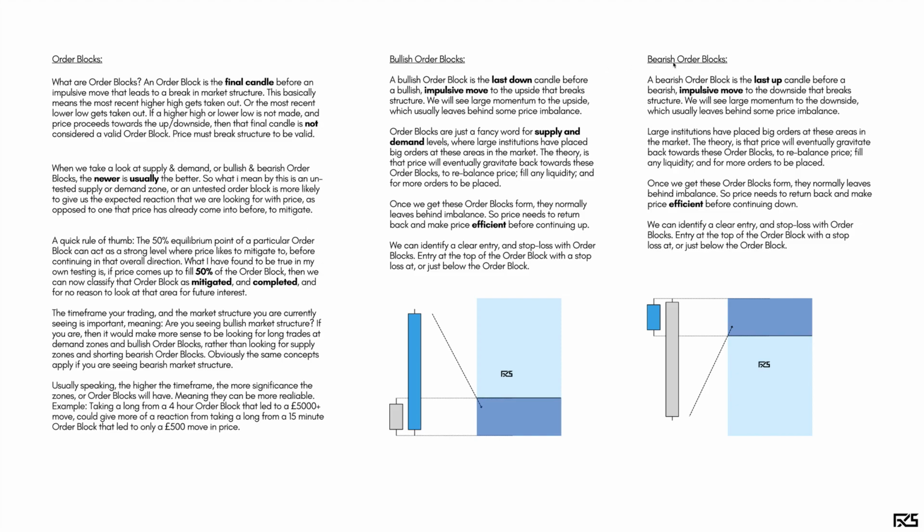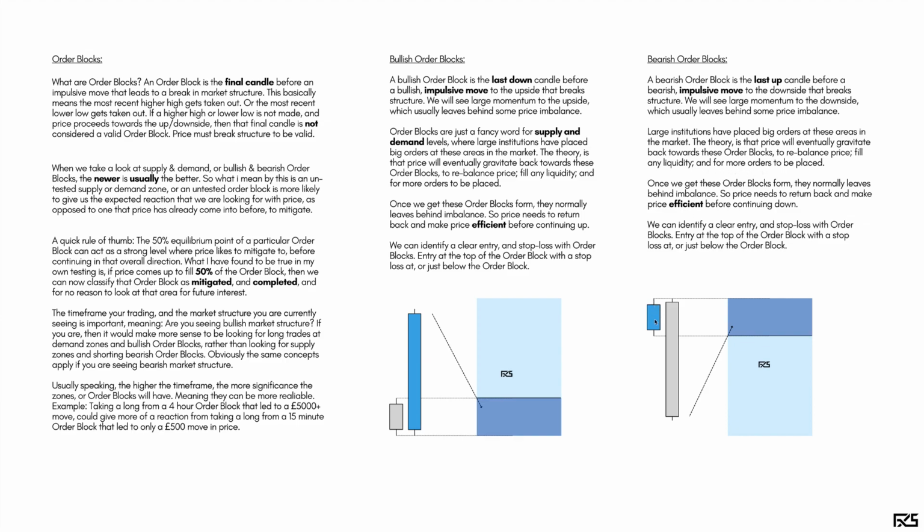Now, a bearish order block is obviously in reverse, so it is the last up candle before a bearish impulsive move to the downside that breaks structure. We will see large momentum to the downside, which usually leaves behind some price imbalance. And again, as we covered here, large institutions have placed big orders in the markets at these areas. The theory is that price will eventually gravitate back towards these order blocks to rebalance price, fill any liquidity, and for more orders to be placed.